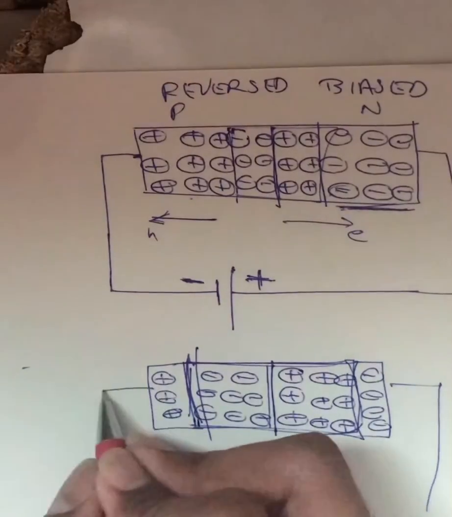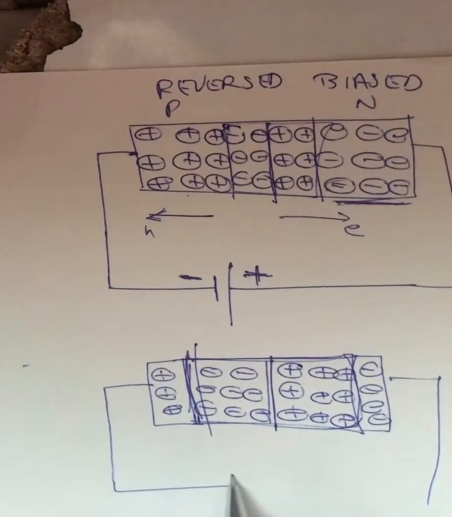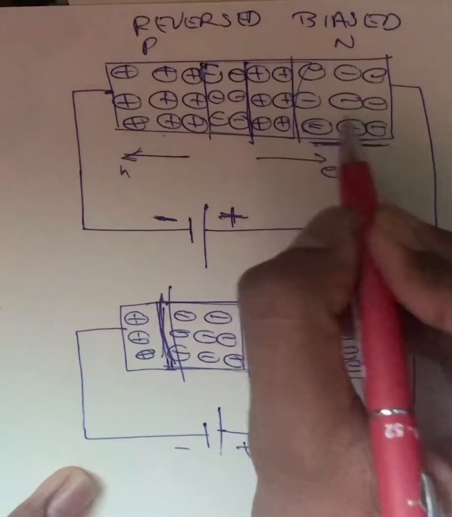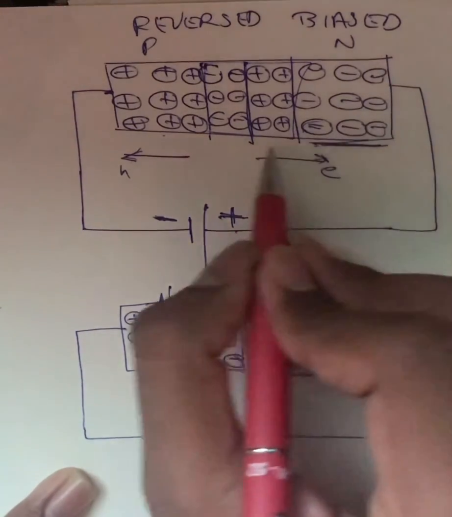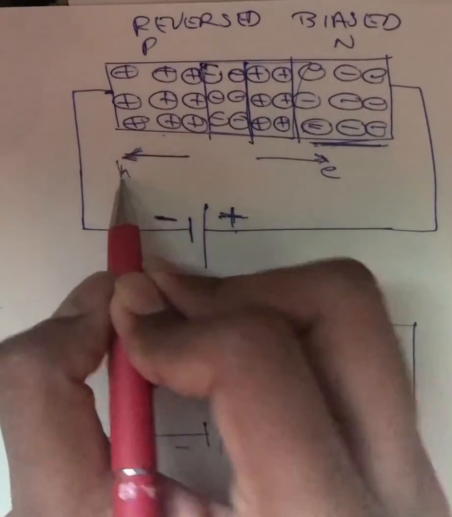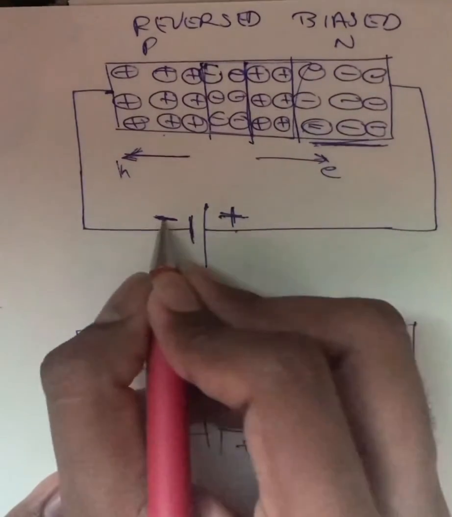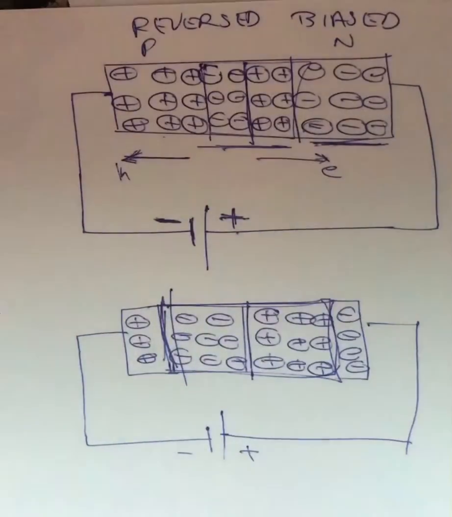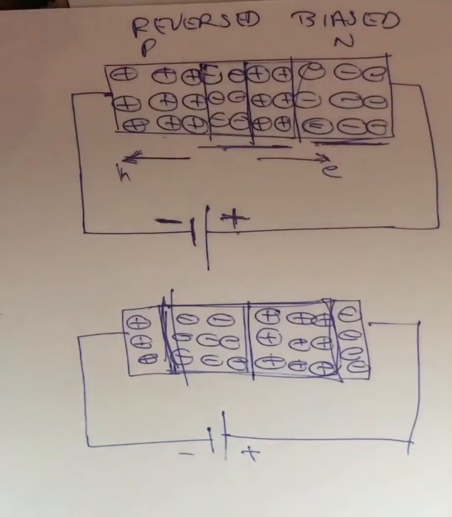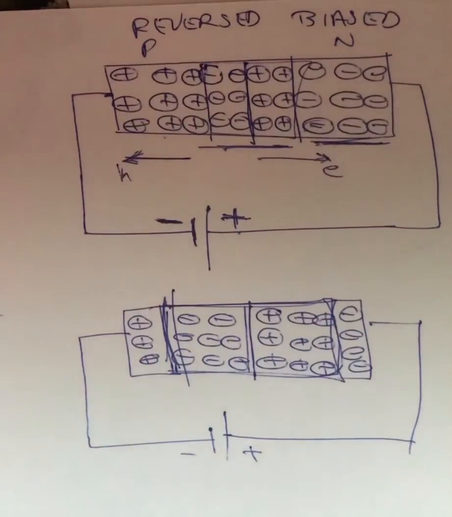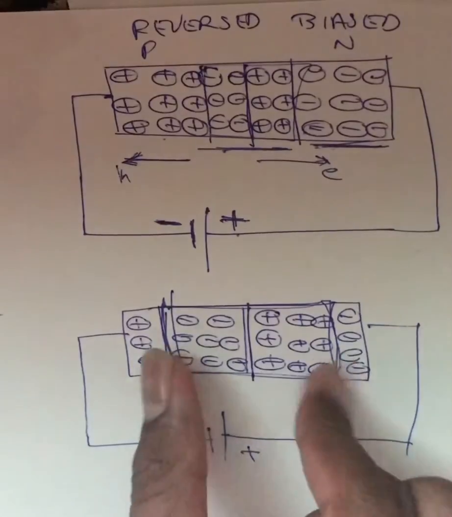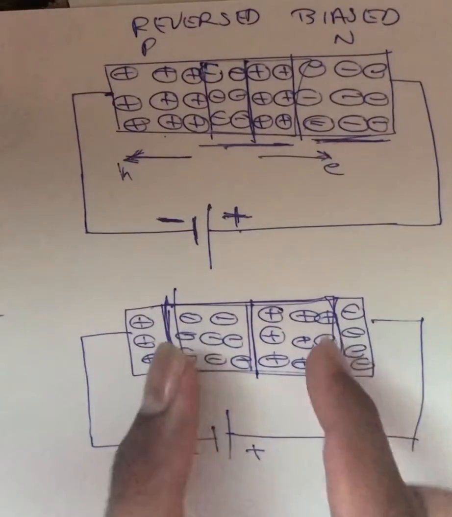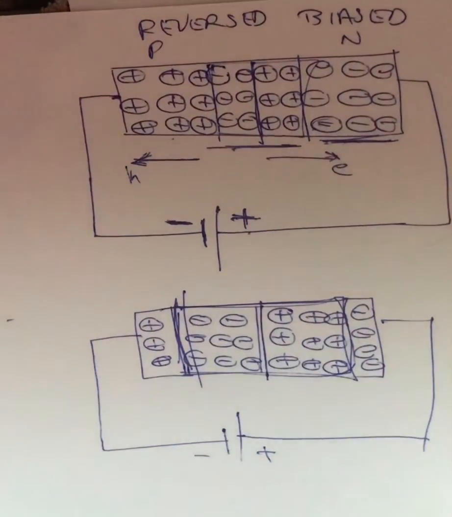So when we apply a negative terminal of the battery to the p-type semiconductor and a positive terminal of the battery to the n-type semiconductor, the electrons are attracted towards the positive terminal, thus the electrons move away from the center, and holes are attracted away from the center because of this negative terminal, and due to this no one is trying to overcome this potential barrier. So the potential barrier is not experiencing any forces from the side, and thus the potential barrier does not shrink. Instead it becomes bigger, because there is no one to oppose this potential barrier, and this potential barrier gains the upper hand, and thus no current flows in reverse biased condition.